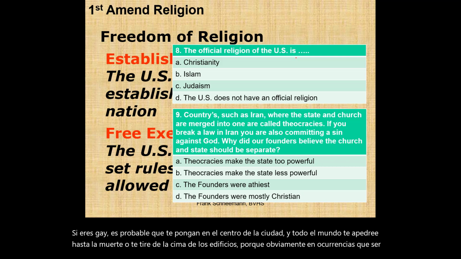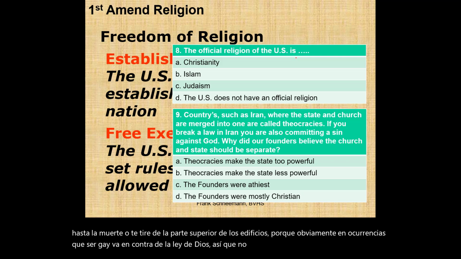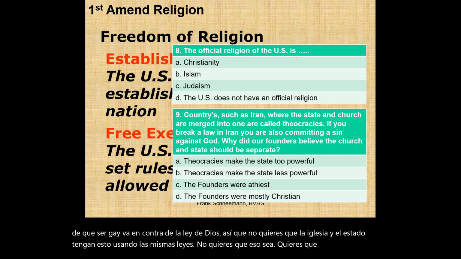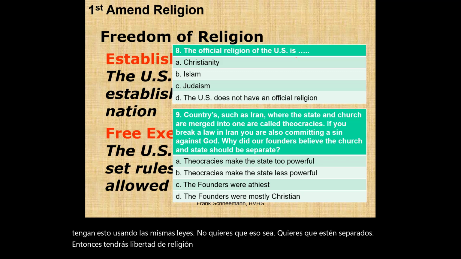So you don't want the church and the state to be using the same laws. You don't want that to be. You want them to be separate. Then you'll have freedom of religion. Then you'll have a free government as well. You don't want them mixed together.